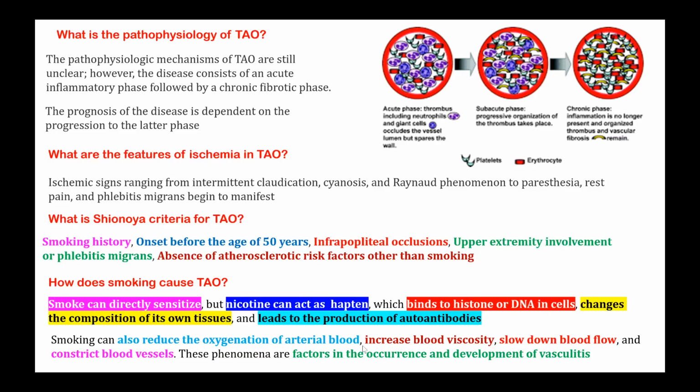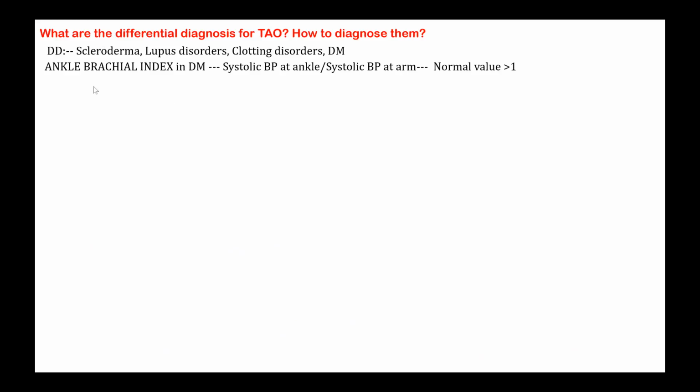So smoking reduces oxygen in arterial blood by more carbon monoxide being inhaled. It increases viscosity, slows down the blood flow, and constricts the blood vessels. These phenomena favor the occurrence of vasculitis. So this is the pathophysiology of smoking causing TAO. Differential diagnosis can be scleroderma, lupus disorders, clotting disorders, and diabetes mellitus.